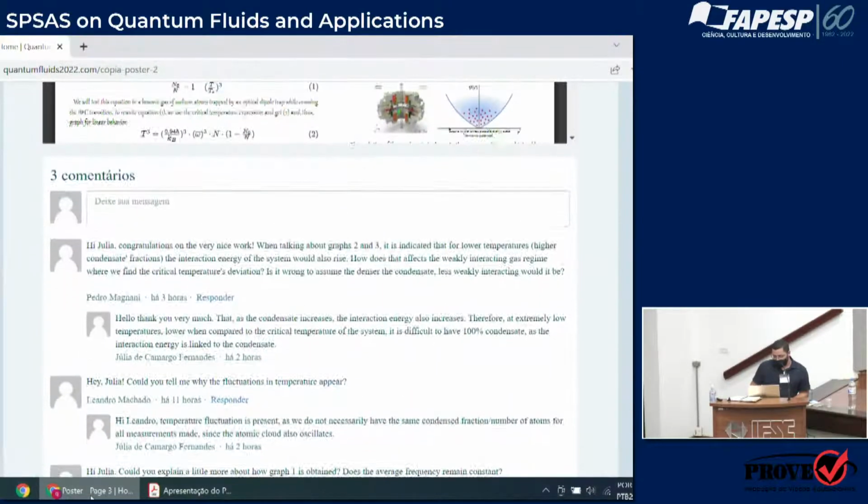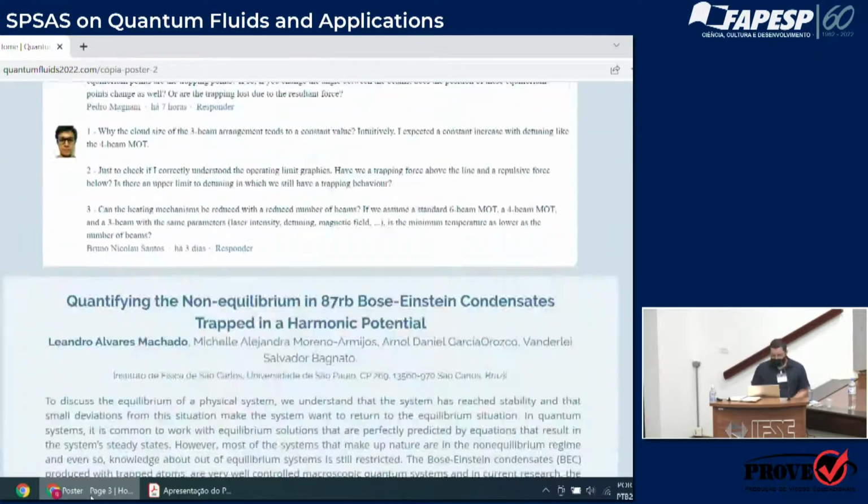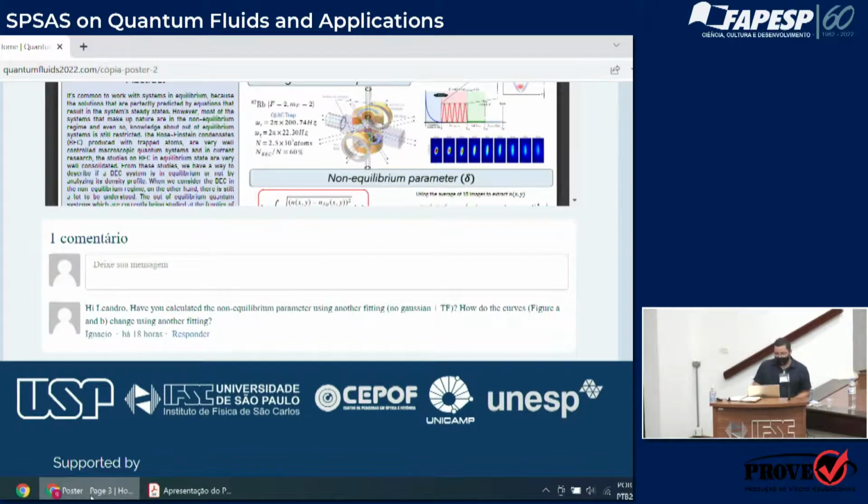Okay, that's the question. Inácio asks, have you calculated the non-equilibrium parameter using another fitting? Well, the answer is no. But based on old works, we know that when you increase the excitation amplitude, the density profile of the Gaussian becomes an exponential profile, and then it's a test that we can do.